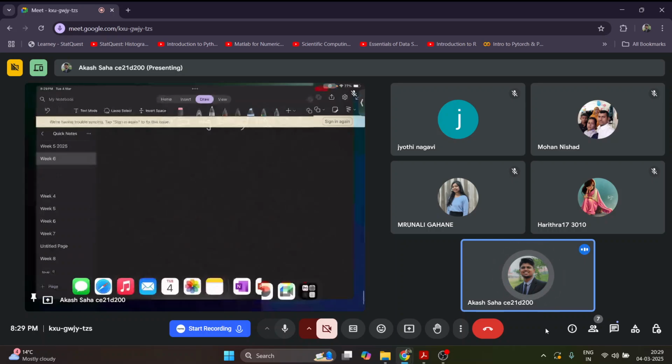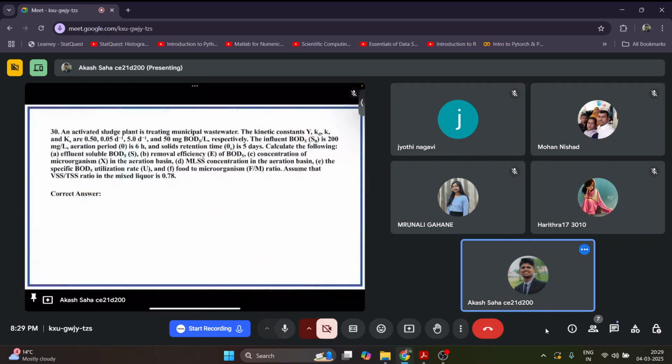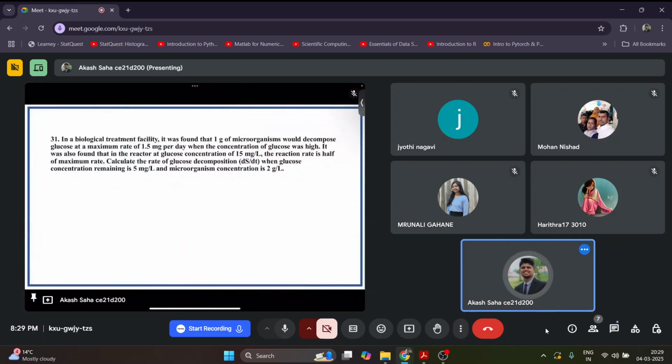Okay, and the last question, which I discussed in the last class also. Again, I will just give you the solution for you to check and match with the answer. So it says that in a biological treatment facility, it was found that 1 gram of microbial mass will decompose glucose at a maximum rate of 1.5 milligram per day, when the concentration of glucose was high. It was also found that in the reactor at glucose concentration of 15 milligram per liter, the reaction rate is half of the maximum. So Ks value is given, half saturation constant.